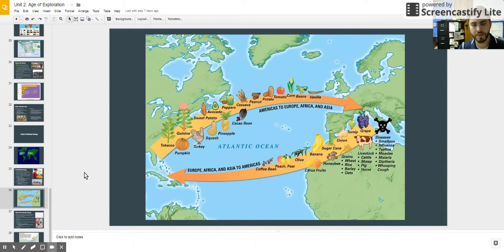So here's kind of a graphic depiction. You can pause it here and take a look at some of these items that came from the Old World and the New World and how they exchanged those things.